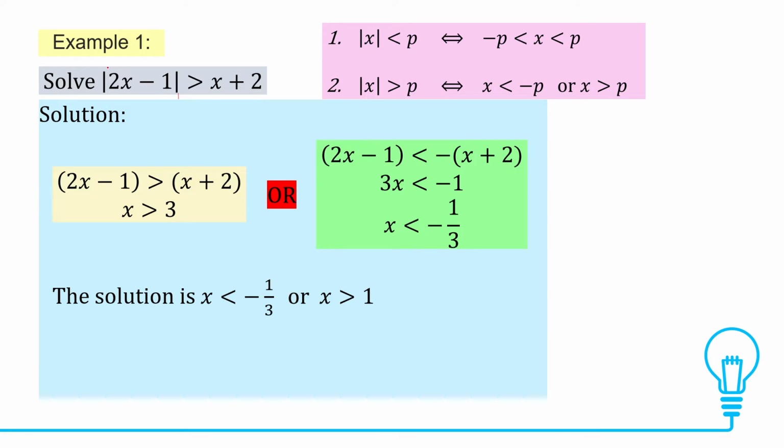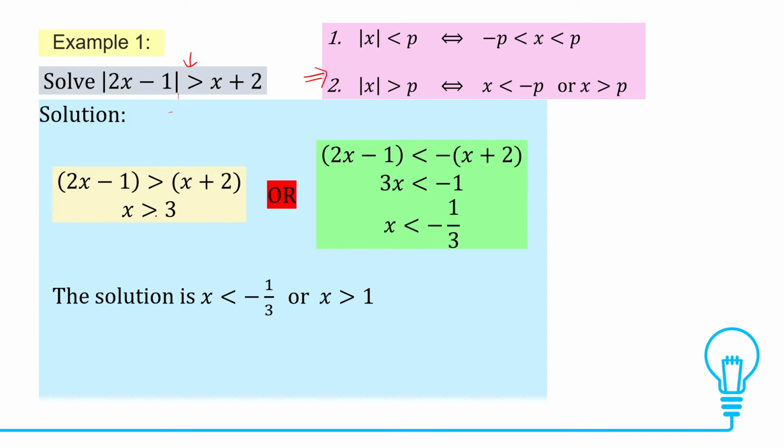I have the absolute on my left hand side and the sign here is greater, so I am going to use the second definition because the absolute is greater than. So what I do is follow this one, x greater than p, so I have 2x minus 1 greater than my p.